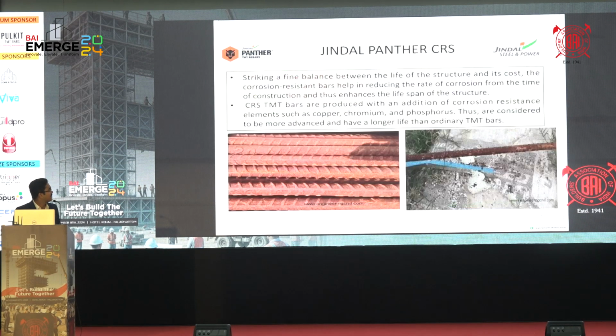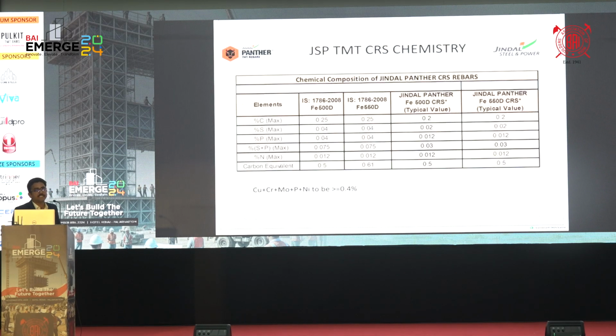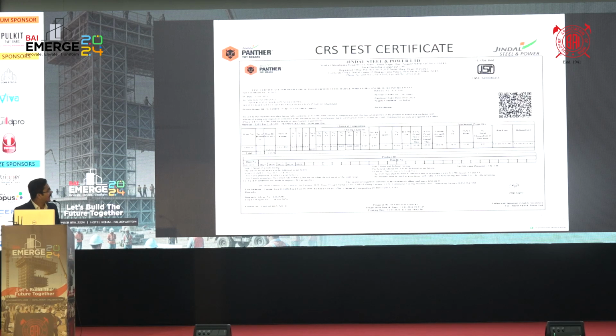Next slide. Coming to the CRS steel, we are adding copper and chromium to make corrosion resistant steel. Next slide. CPWD has given the primary manufacturers list, and in that JSPL is also mentioned as one of the manufacturers. The copper and chromium content should be greater than 0.4%. In coastal regions, CRS will be very useful. Next slide. This is how copper and chromium TMT looks.